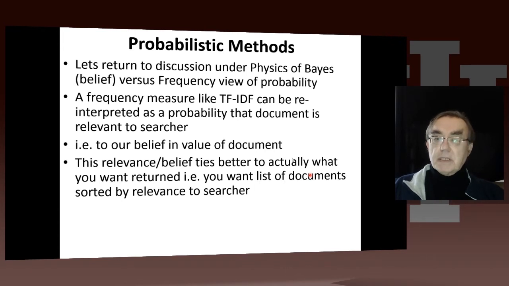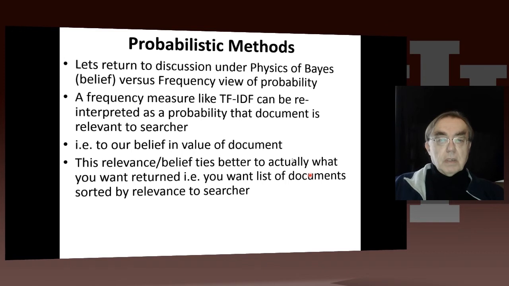We actually discussed Bayesian ideas under the physics section, where we had to go from a frequency view of probability to a belief view, or a Bayesian view of probability. For information retrieval and web search, we want that Bayesian view because we want relevance. We don't actually care how often things happen. We want to get the important things, the relevant things, not the frequent things.